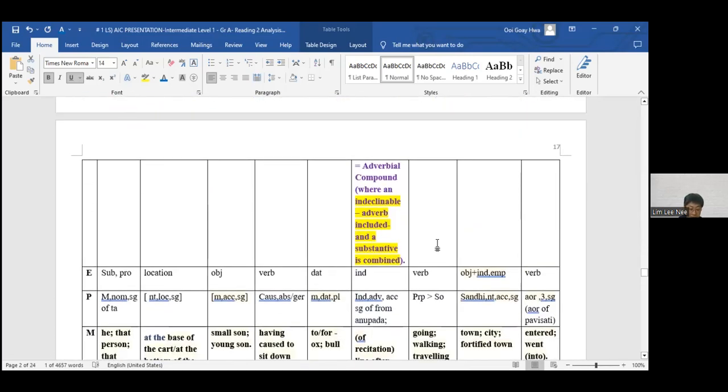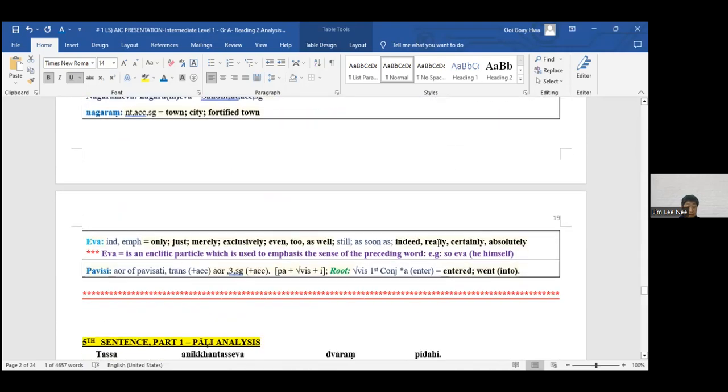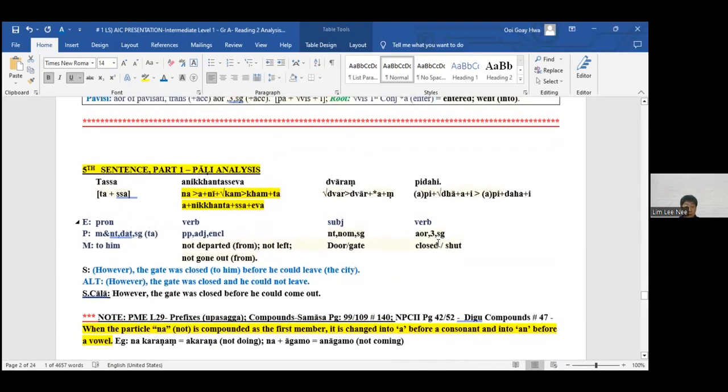Thank you, Sister Hui. We will now come to sentence 5. There are two parts in this sentence 5. The first part is Tasa Anikkhantasseva Dwaram Pidahi. Tasa means to him, which in English is a pronoun, and in Pali is masculine, neuter, dative, singular. Anikkhantasseva means not departed from, or not left, or not gone out from, which is a verb and is a PP, past participle, adjective.